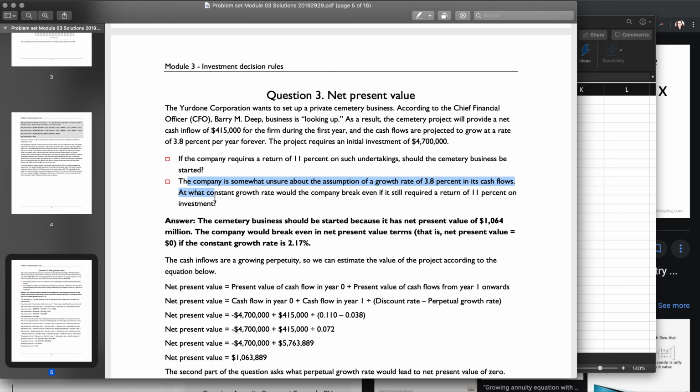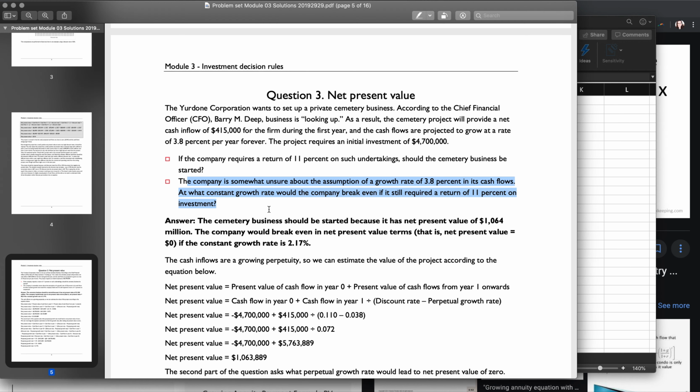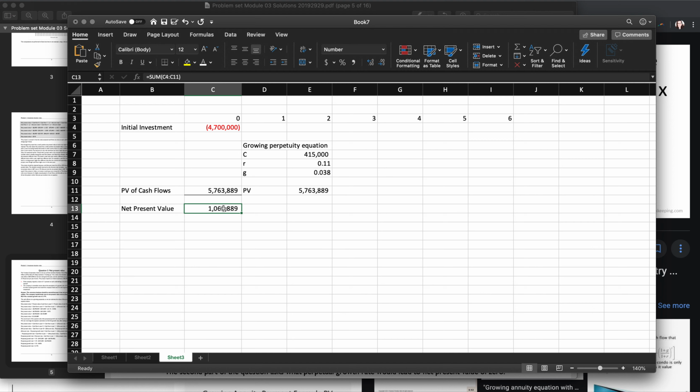Okay, so the next question is, at what constant growth rate would the company break even if it still required a return of 11%? So when you see that, and let me add a little line here so it's clear that we did some addition. When you see that, what he's asking for is the growth rate. At what constant growth rate would the company break even? Break even means the NPV is going to be set to 0.